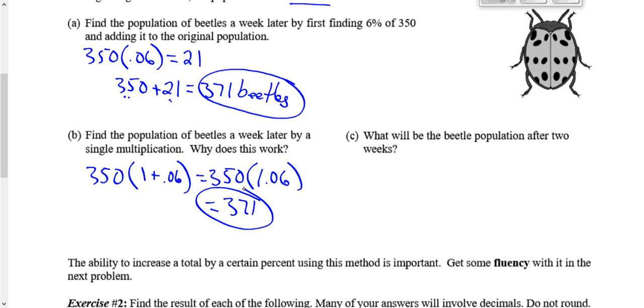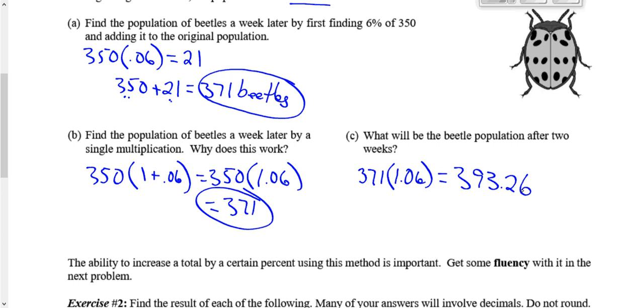So what will the beetle population be after 2 weeks? Well, what should we do? Let's take the new population after a week, 371, times 1.06 again. And what do you get? 393.26.